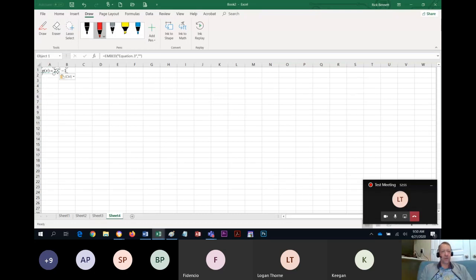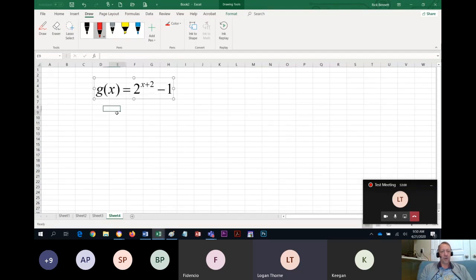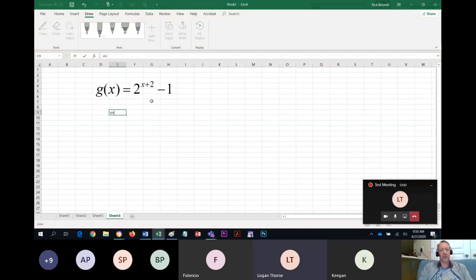Okay, so obviously it shifts down 1. That's correct. And left 2. That's correct. Okay, so whatever's in the exponent power, that's your left and right shift. Correct. Okay.